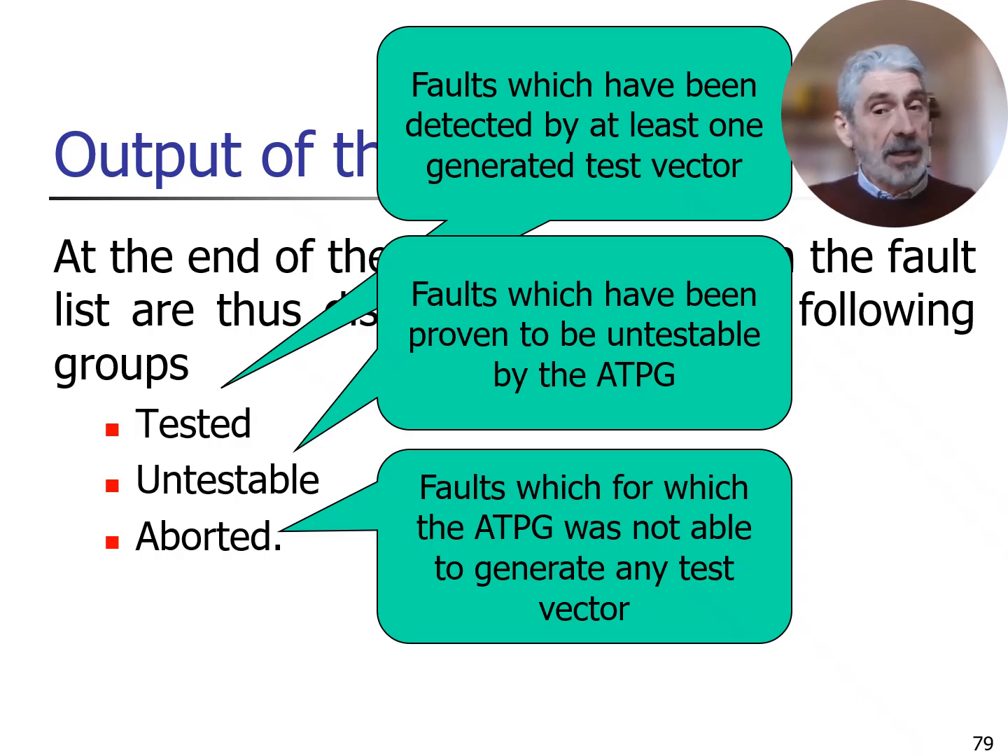Clearly, the number of aborted faults is a good metric for judging the quality of an ATPG system. The lower, the higher the quality. Today, very commonly, ATPG commercial tools are able to limit to a very small number the number of aborted faults, saying that they are very high quality tools.